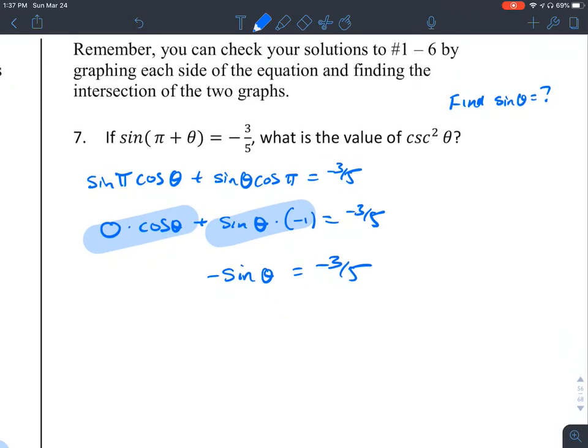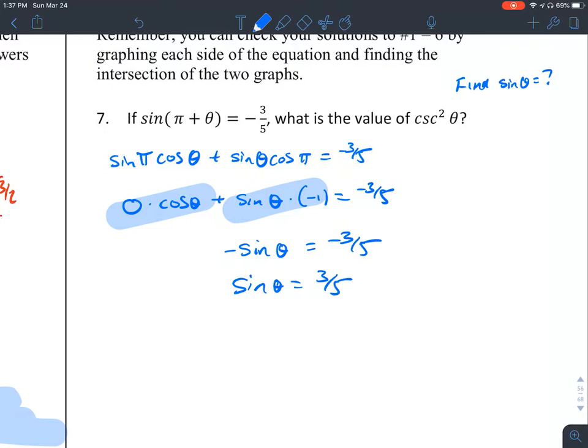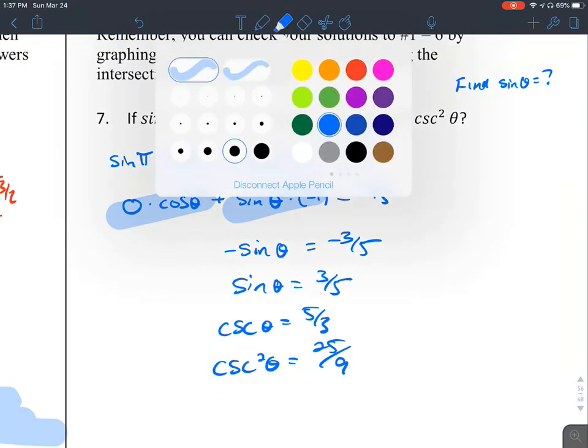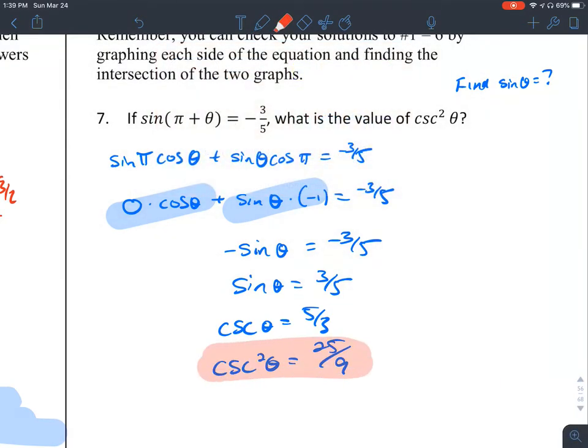Multiply both sides by -1, and we're going to get sine of theta is 3/5. So the question is, what's the value of cosecant squared of theta? Well, if sine of theta is 3/5, cosecant of theta is 5/3. And if you square both sides, you're going to get 25/9. So that is the official answer for this.